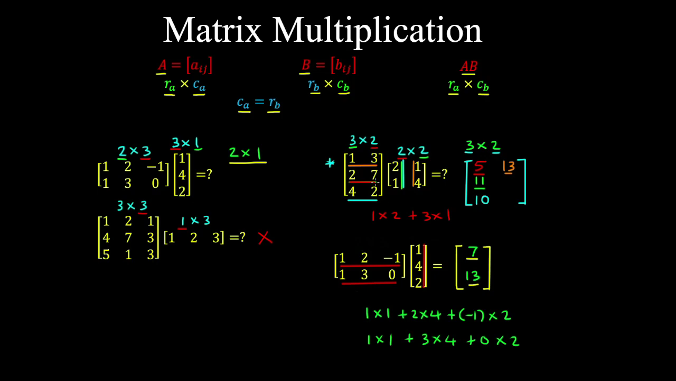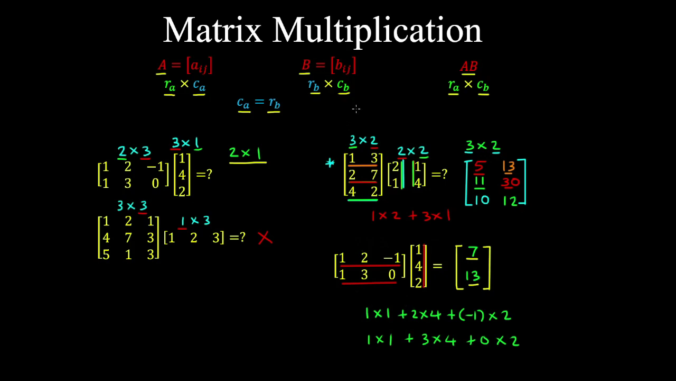And then the second row by the second column gives this entry in the second row and second column of the resulting matrix. So 2 by 1 is 2 plus 7 by 4, which is 28, gives 30. And finally, row 3 by column 2 gives this final element over here. So 4 by 1 is 4 plus 2 by 4 is 8, gives 12.